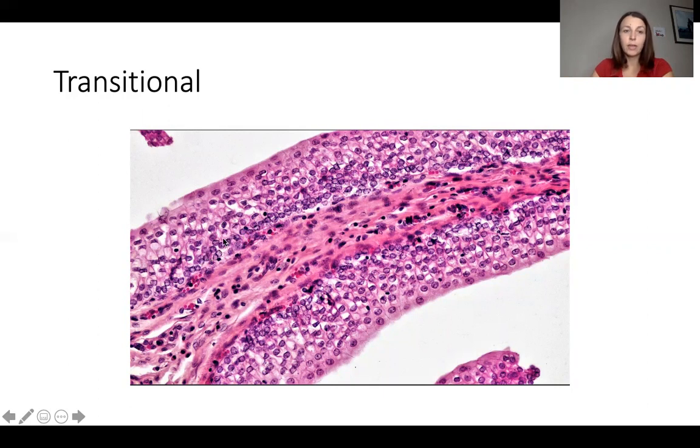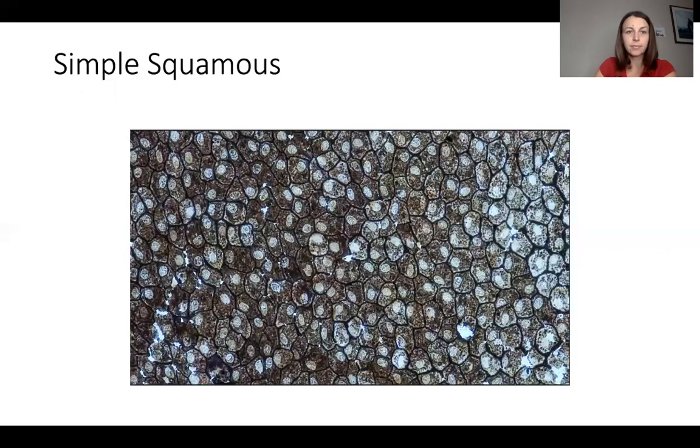So here you can see that the bladder isn't full and that you have more of a cube-like shape, right? These are very round nuclei. As this starts to stretch, those will start to look more squished, like that particular cell and nucleus. And this is called transitional epithelium. And when you have this slide on the exam, you can write transitional and you're done.